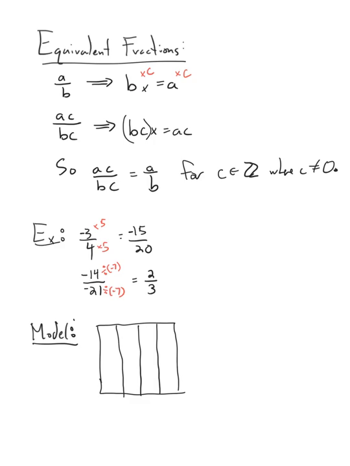And you can see it backwards. So if I take 2/3 and I multiply top and bottom by negative 7, of course I'm going to end up with negative 14 over negative 21.